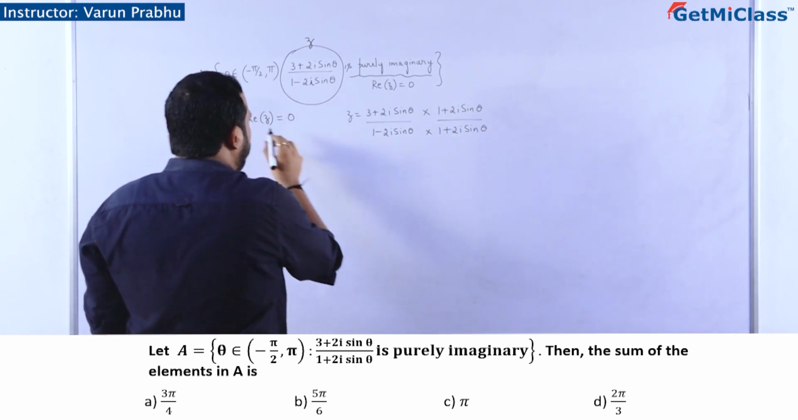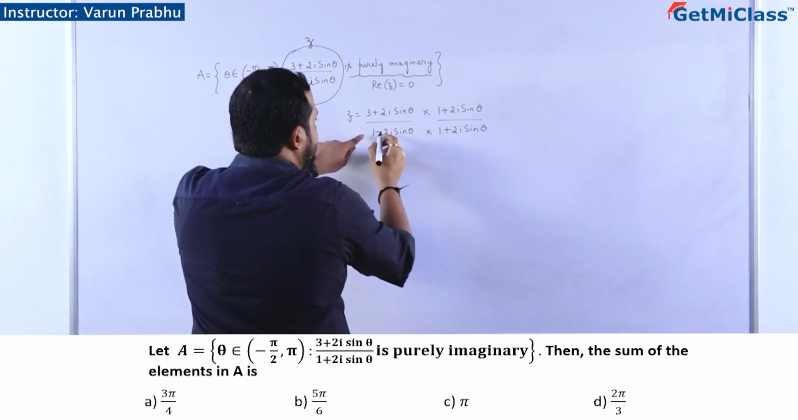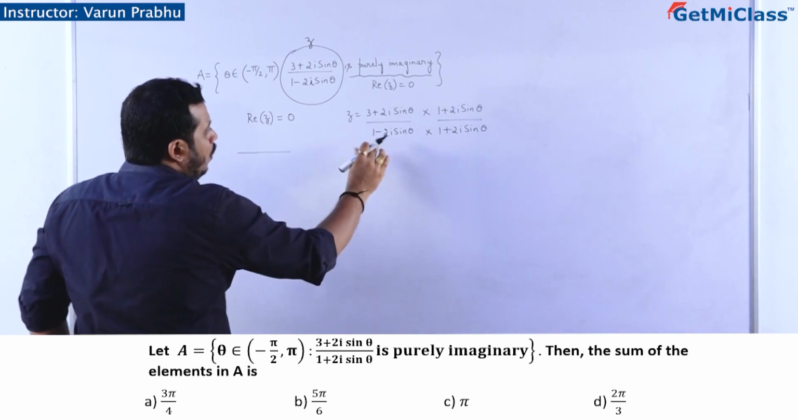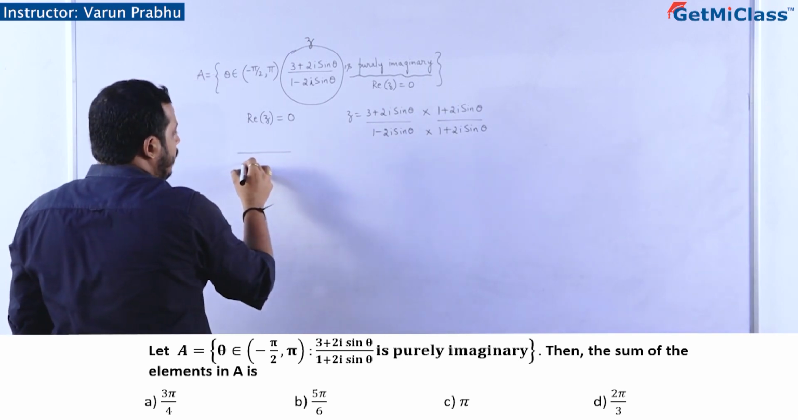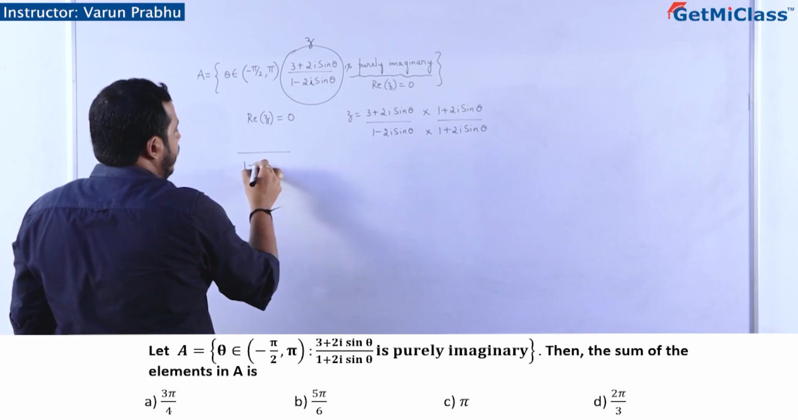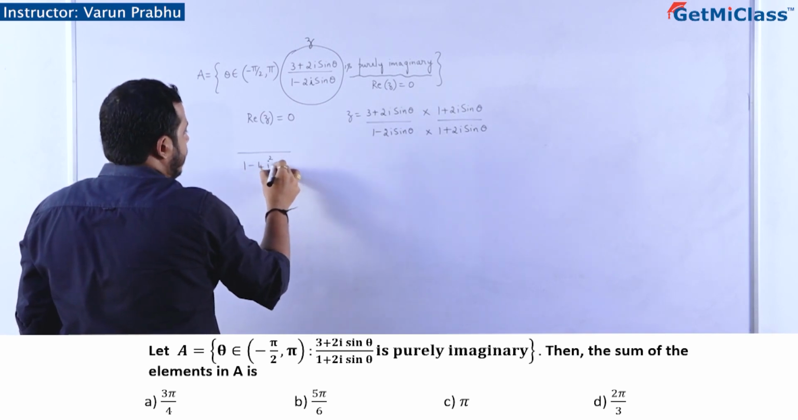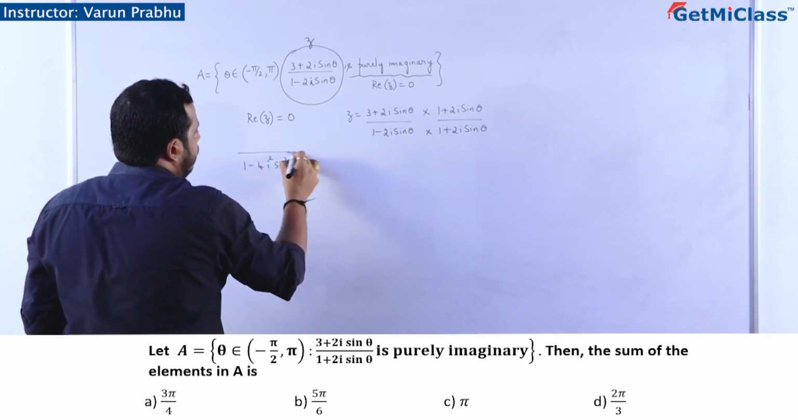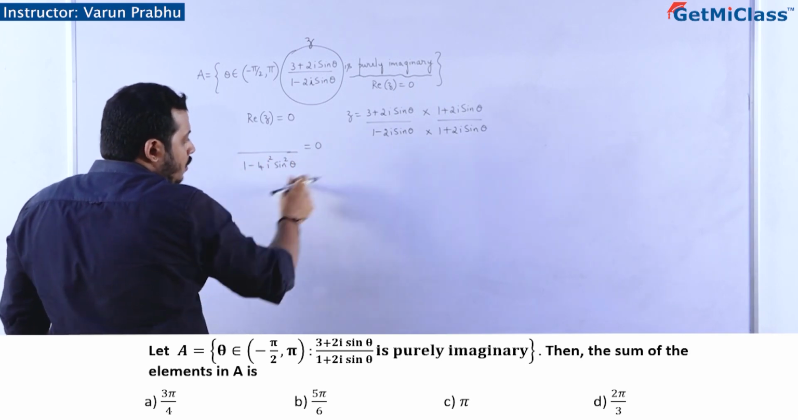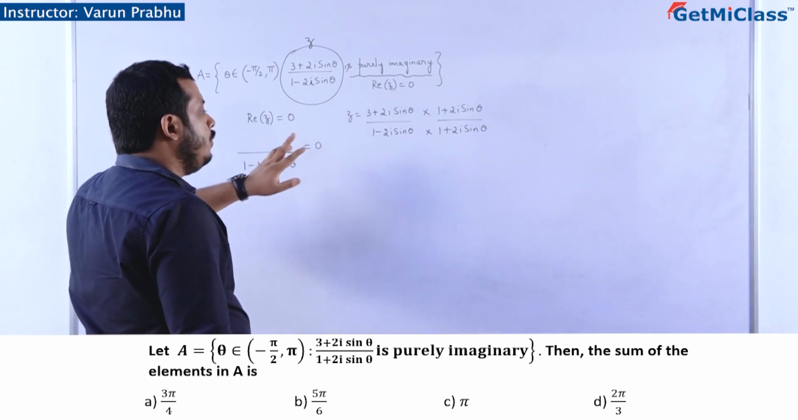See, now I am only bothered of the real part, okay? Whatever the denominator will be, 1 minus 4i square sin square theta. Denominator will be this part. Because I am equating to 0, anything when it goes and multiplies with 0 also will become 0.